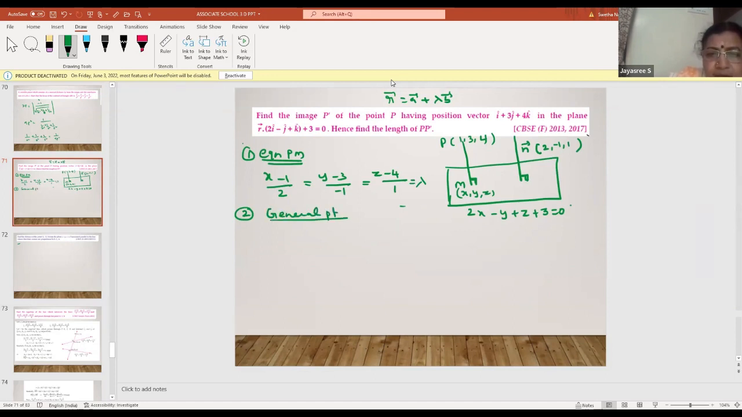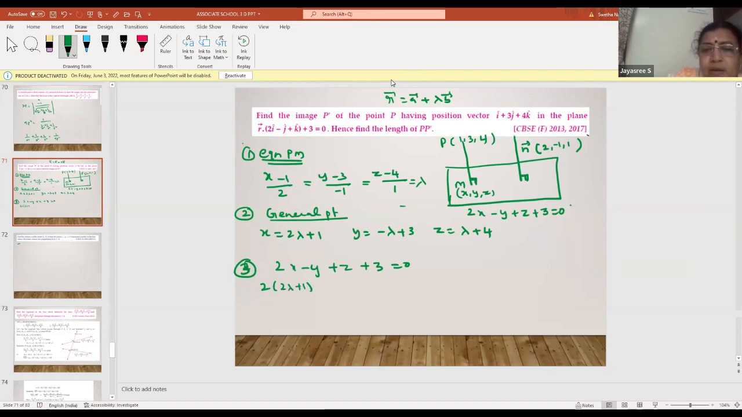My second step is the general point. The general point is x equal to 2 lambda plus 1, y equal to minus lambda plus 3, and z equal to lambda plus 4. This is my second step. The general point lies in the plane, therefore it satisfies the plane equation. So writing the plane equation, 2x minus y plus z plus 3 is 0. Substituting, 2 into 2 lambda plus 1 minus lambda plus 3 plus lambda plus 4 plus 3 equal to 0.